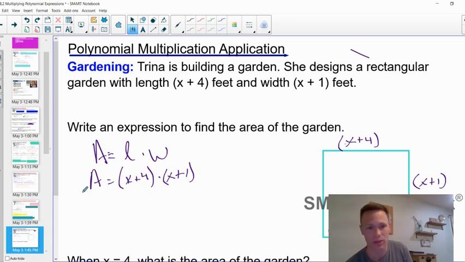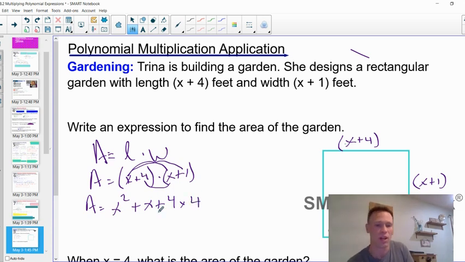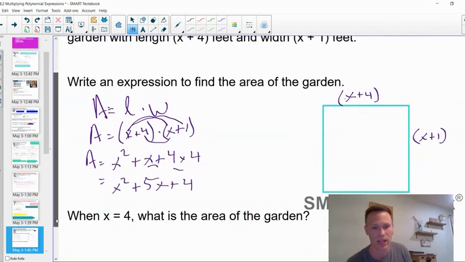So this is a binomial times a binomial. So let's go ahead and work our magic here. X times x is x squared plus x times 1 is x. Then I have to switch to my next term in the first binomial. 4 times x is 4x. 4 times 1 is 4. So now I have combining of like terms to do. My x and 4x combine. So my area becomes x squared plus 5x plus 4. And now that is my expression for the area.